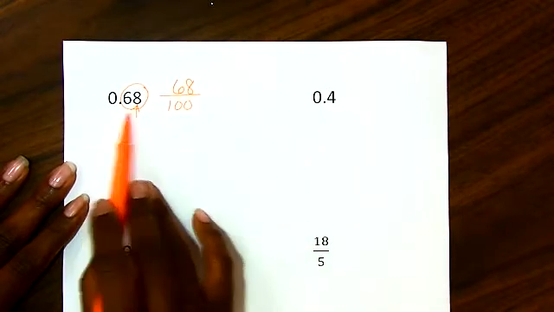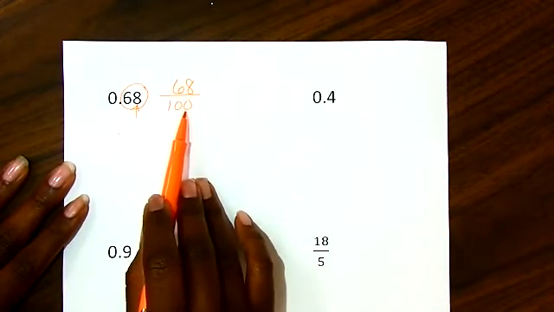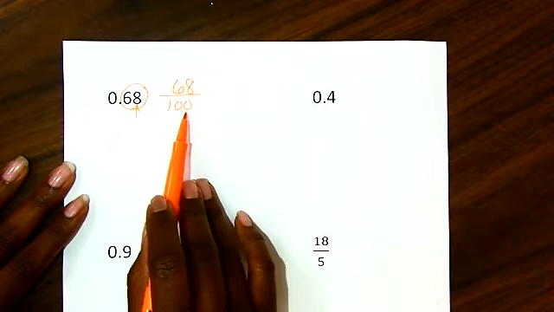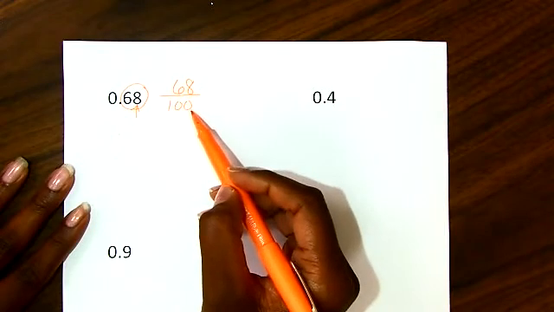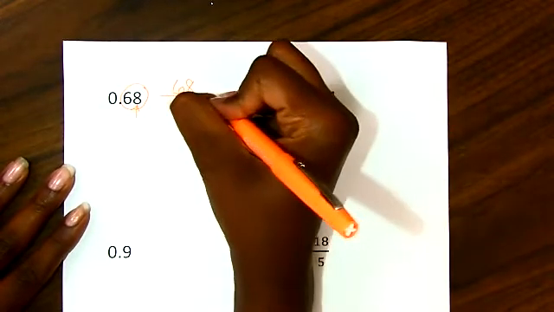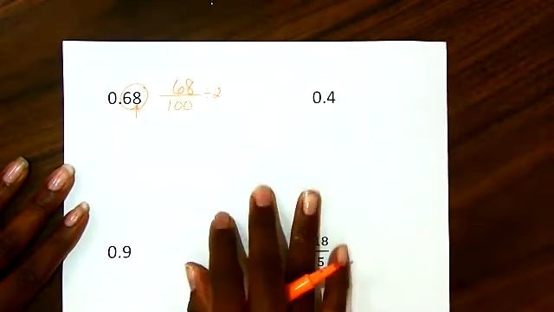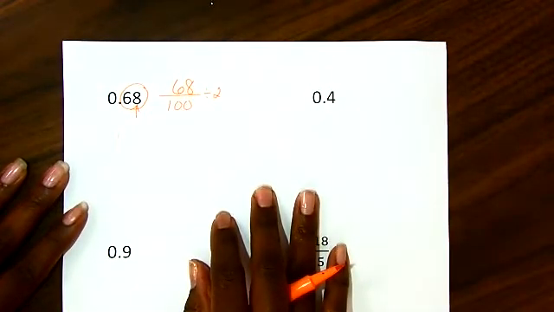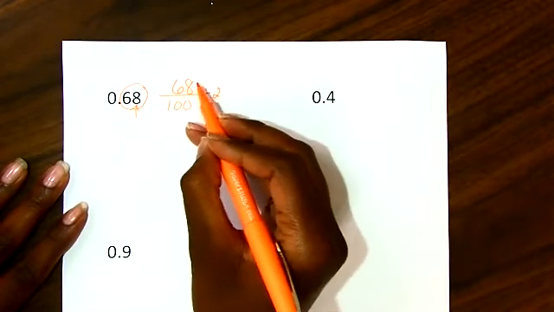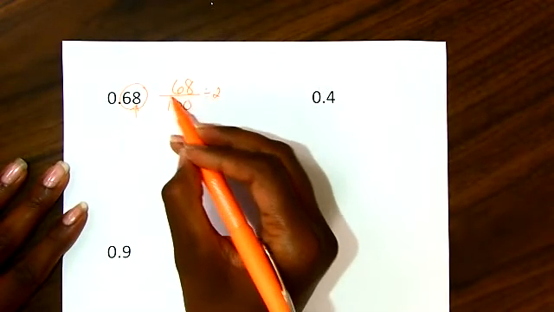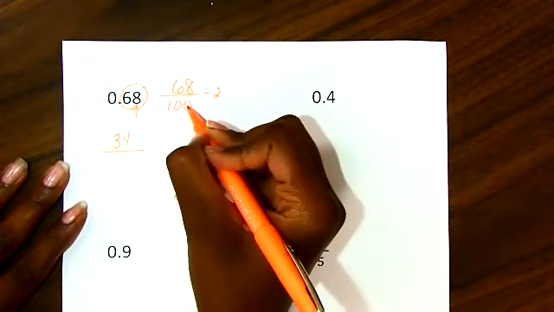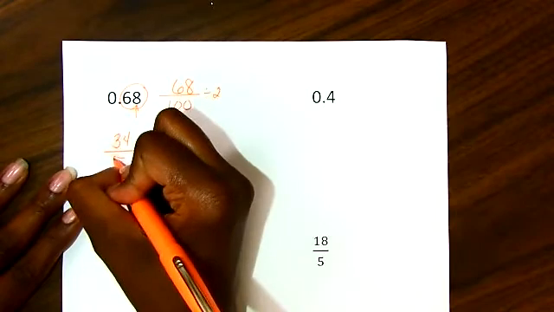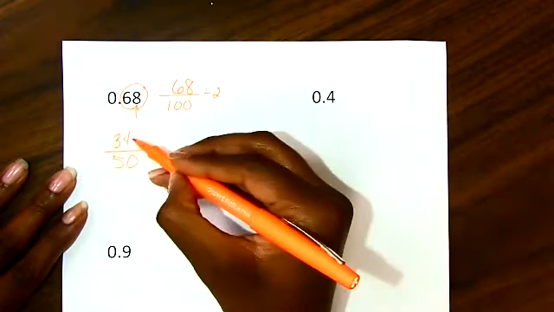I have changed my decimal to a fraction, but I'm not done. I now need to see, can I simplify this fraction? I have 68 and I have 100. I know that both of these are even numbers. I can divide by 2. If you see a bigger number that you can divide by, please do so. I know if I divide by 2, that means I'm taking half of something. So half of 68 is 34. Half of 100 is 50. I have 34 fiftieths.